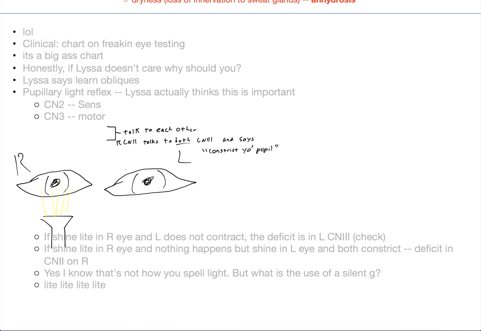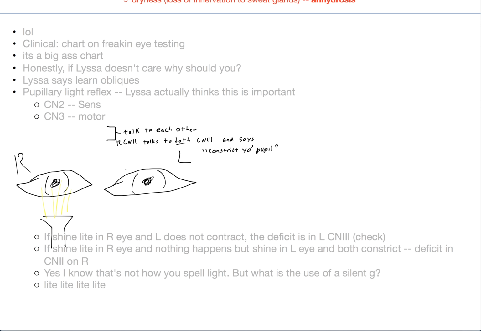Left cranial nerve 3. Right? Because if the right cranial nerve 3 worked, that means that 2 picked it up correctly and told it to contract. But the deficit is over here because it did not contract. Okay, does that make sense?